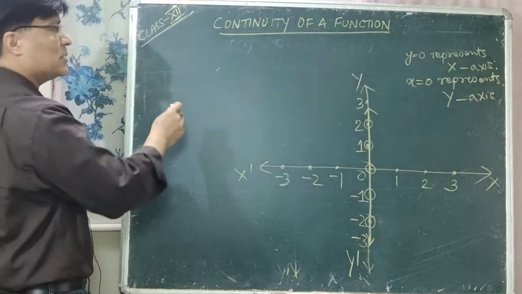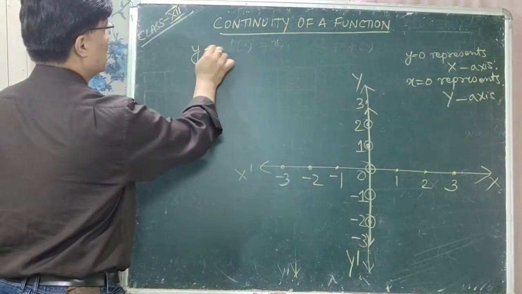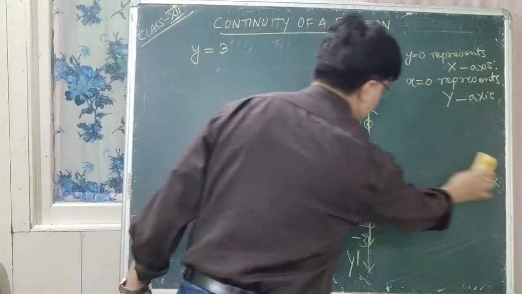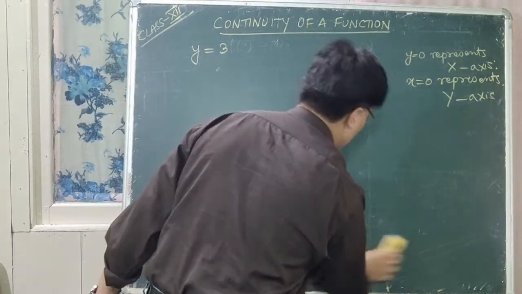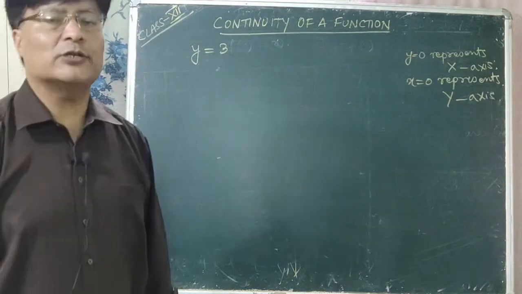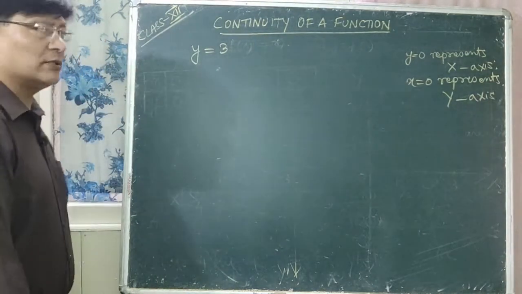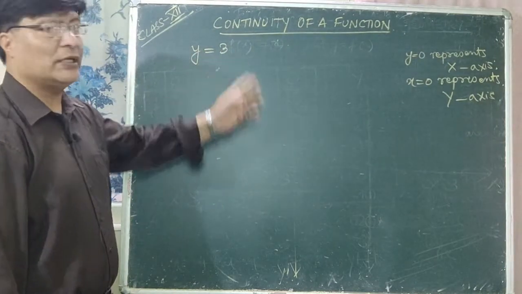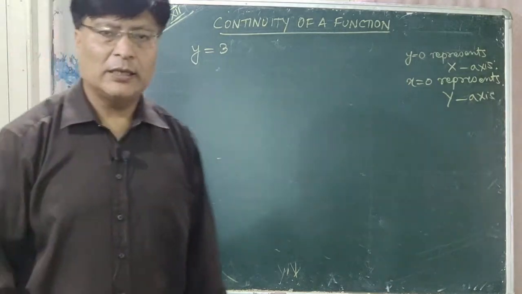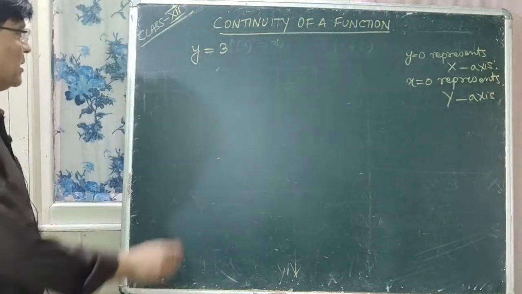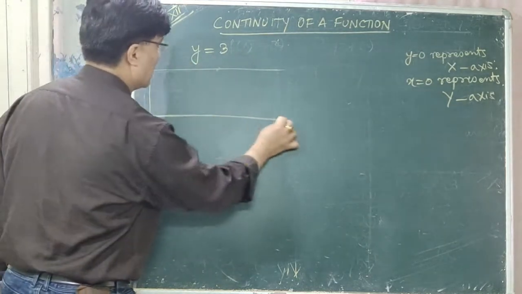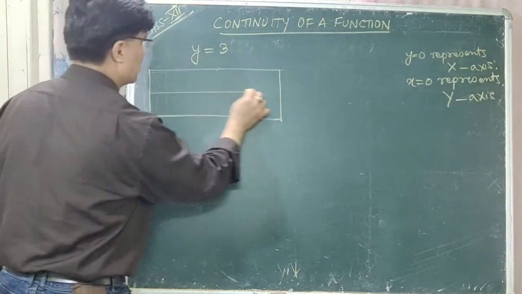So let us draw the graph of another equation, that is, y is equal to some constant. Suppose the constant is 3, right? So let us draw the graph of y is equal to 3. Here 3 is a constant. So what does it represent? Again, draw the graph of this equation.